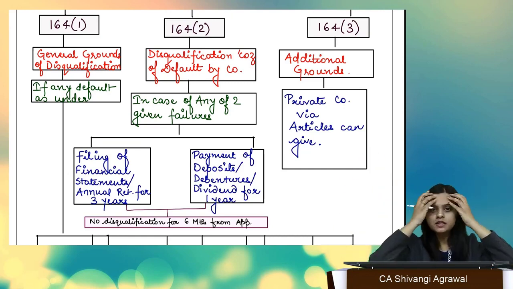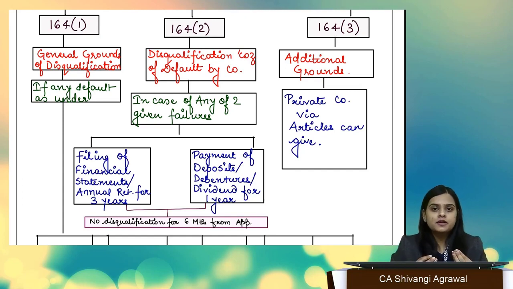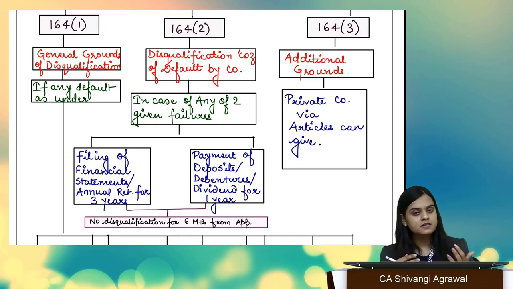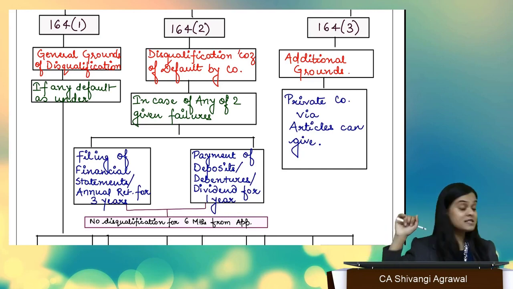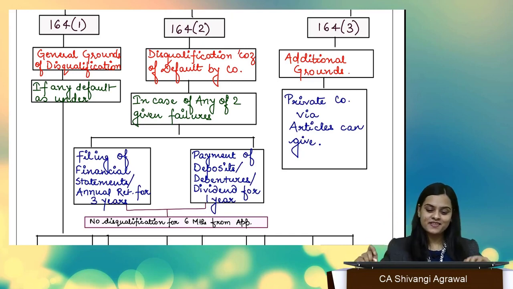Now, supposedly there is a new director who joins, and before he could actually analyze what's happening in the company, this default gets attracted. And when the default gets attracted, all the directors of the defaulting company become disqualified. So Mr. X cannot be appointed in any other company. Very unfair, right? So this disqualification does not apply for 6 months from the date of appointment. So a new director gets the time to rectify the defaults, whatever is going on in the company. He gets a benefit of 6 months. Okay, fine, clear?